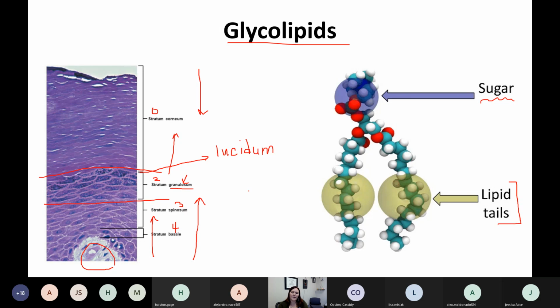By the way, I realized that I didn't teach you all this in lab, and I probably should. One way, and it's a little late for my Monday lab friends, I apologize. One way to remember the order of the strata in the skin, come, let's get sunburned. Come, let's get sunburned. Stratum corneum, stratum lucidum, stratum granulosum, spinosum, basal.